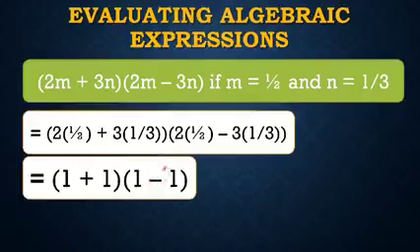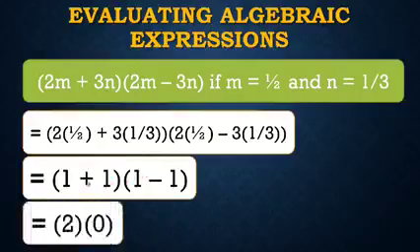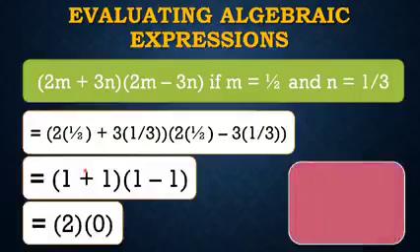Then we will operate each grouping. So yung isang grouping mag-a-add tayo, yung isang grouping mag-mi-minus tayo. 1 plus 1 is equal to 2. Then we have 1 minus 1, that is 0. So after getting the sum and the difference of each group, we need to multiply na. So 2 times 0 is 0. Thus, 2m plus 3n times the quantity of 2m minus 3n, if m is equal to 1/2 and n is equal to 1/3, is 0. Simple as that. So, hindi naman ganun ka-complicated yung mathematics.